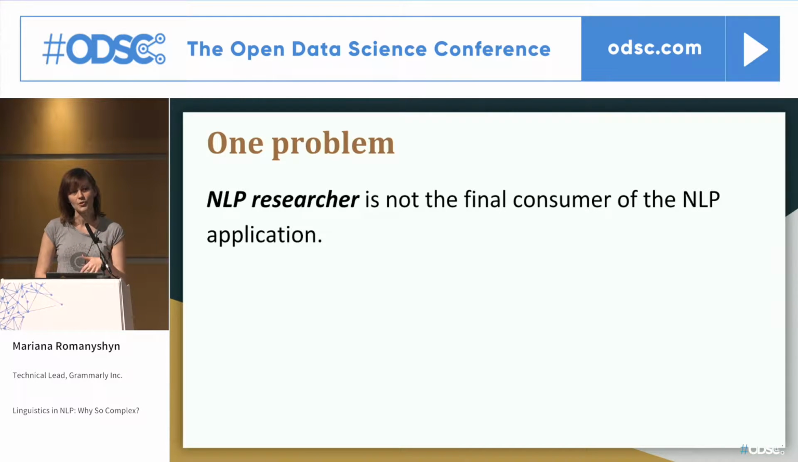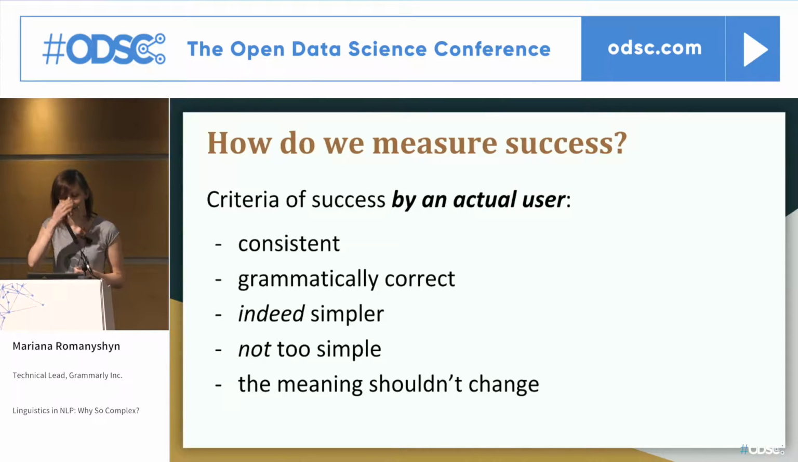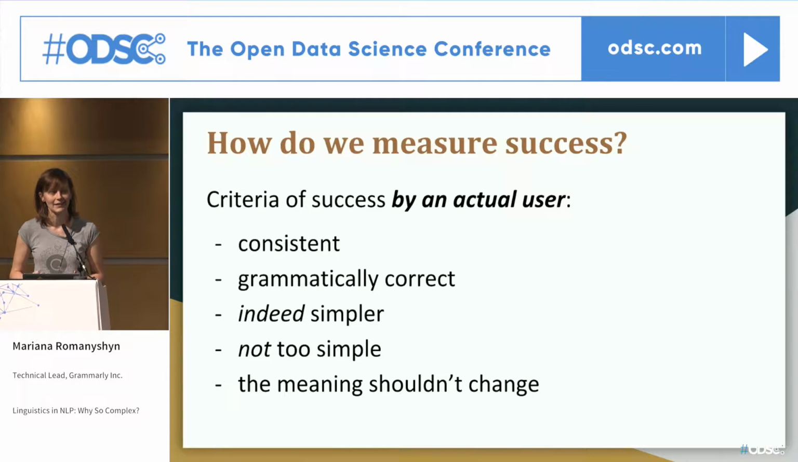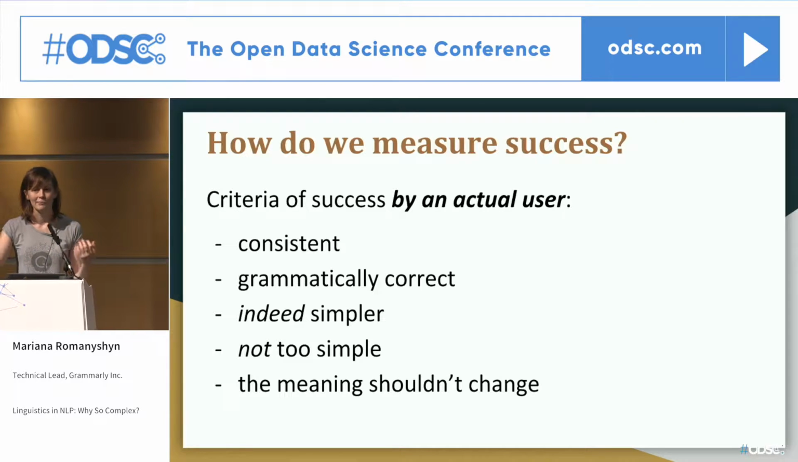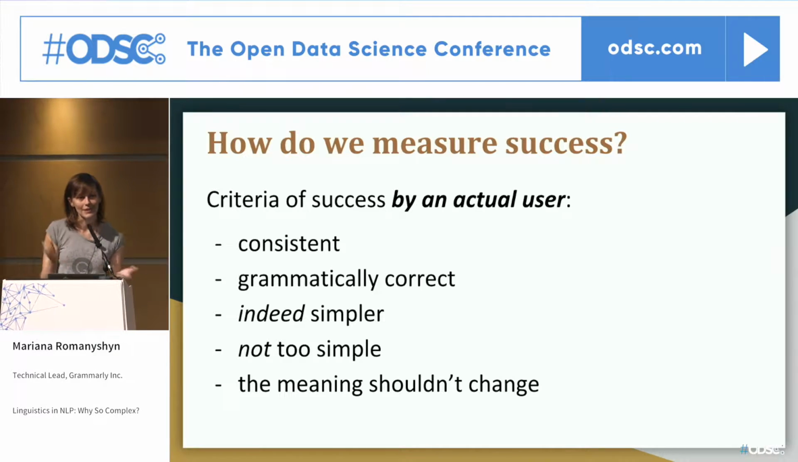If we ask real users of these text simplification tools, they will give us a whole list of criteria. First of all, they want the tool to simplify the text consistently, and I'll show you a couple of examples of how you can be very inconsistent when building this application. Second, they want their text to still be grammatically correct after you simplify it. Third, they want the text to be indeed simpler, because sometimes if you just pull another synonym, you're just paraphrasing, not making it simpler. But they don't want the text oversimplified, because making it too simple can also be a problem. And the meaning shouldn't change.